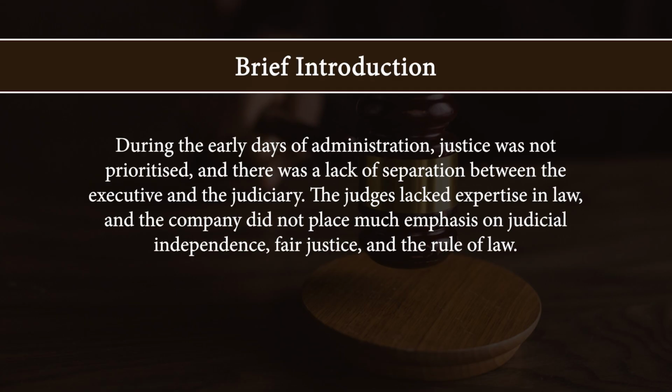The history of the legal system in British India traces back to the establishment of the East India Company. During the early days of administration, justice was not prioritized and there was a lack of separation between the executive and the judiciary. The judges lacked expertise in law and the company did not place much emphasis on judicial independence, fair justice and the rule of law.